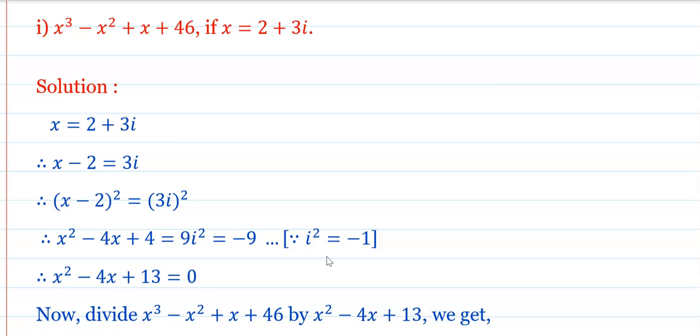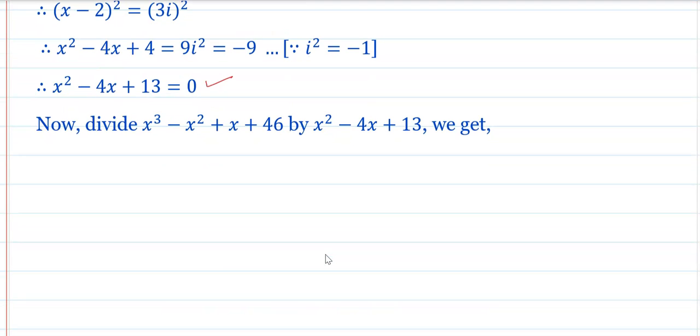पुन्हा minus 9 हा left hand side ला आणणार. Therefore, you will get x square minus 4x plus 13, and that's equal to 0. Okay. Next, now we divide this polynomial, that is x cube minus x square plus x plus 46, by x square minus 4x plus 13. Okay. आता इथे आपण हे डिव्हिजन तयार करणार. Now see this here.